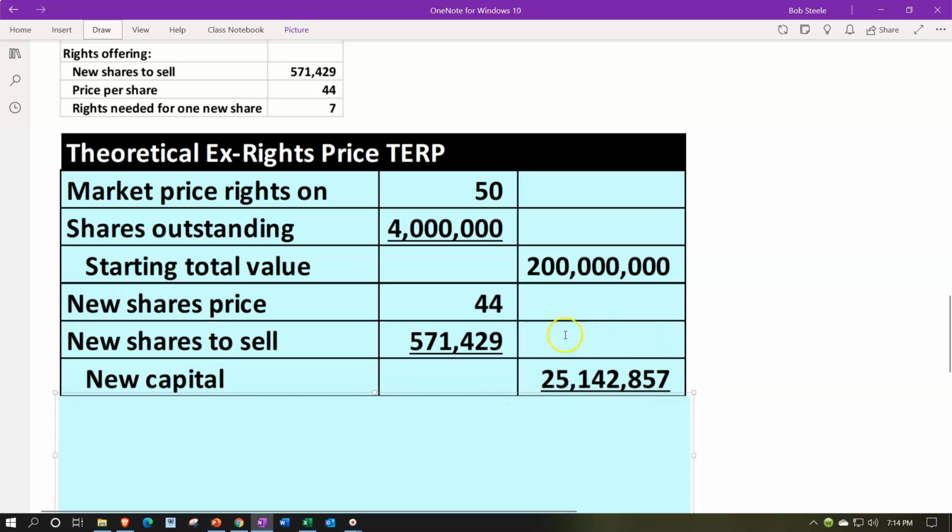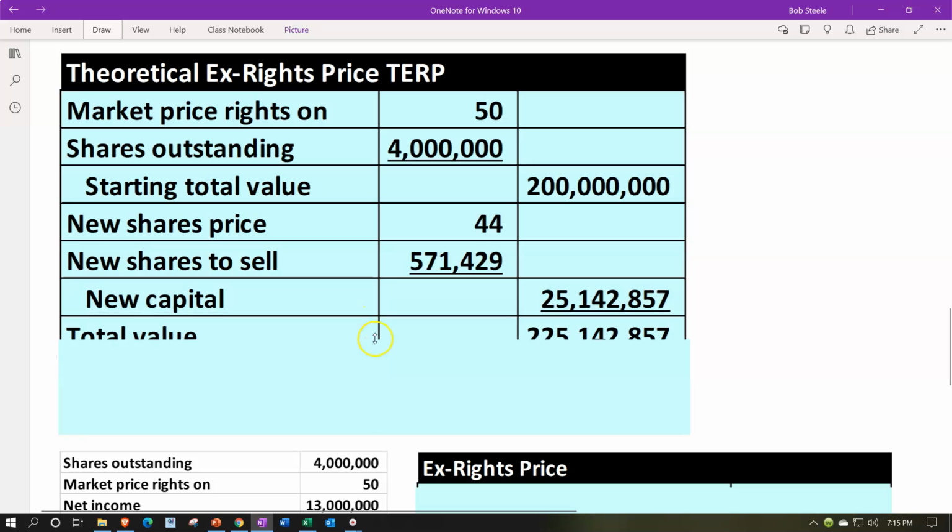25,142,857. This is going to be cash that's going to go into the company, increasing the value of the company, but the cash is less than what the prior market value of the stock was, because they were sold at 44. So we can see what's going to happen here. The shares are going to go up from 4 million to 4 million plus the 571,429. And the equivalent value is not going to be the 50 where it was before, but the 44.